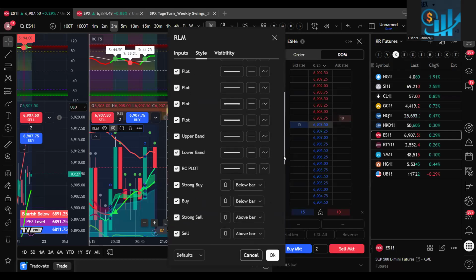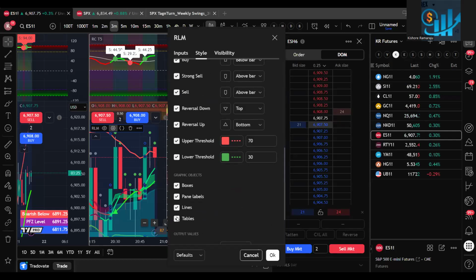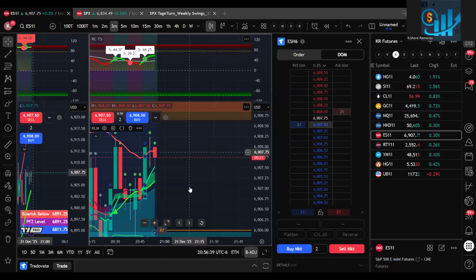If you don't want the tables, you can go here and just uncheck the tables, and then the table will disappear.